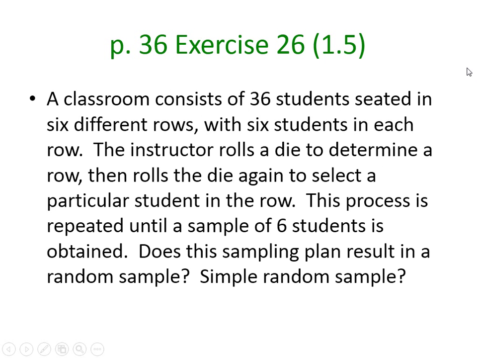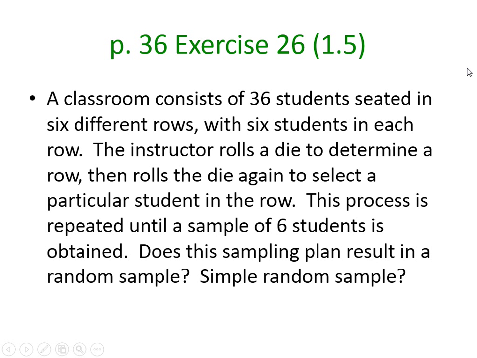Okay, if we look at number 26. A classroom consists of 36 students sitting in 6 different rows with 6 students in each row. The instructor rolls a die to determine a row, then rolls the die again to select a particular student in the row. This process is repeated until a sample of 6 students is obtained. Thumbs up or down on random. Does every student have the same chance of being picked? Okay, random. Each student has the same chance.